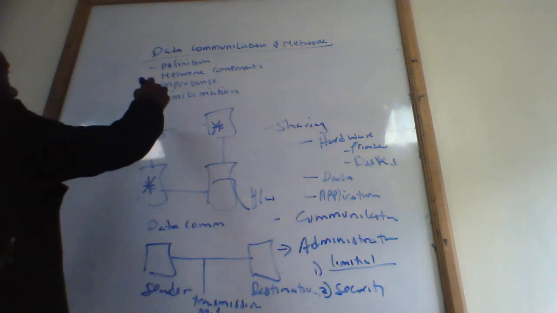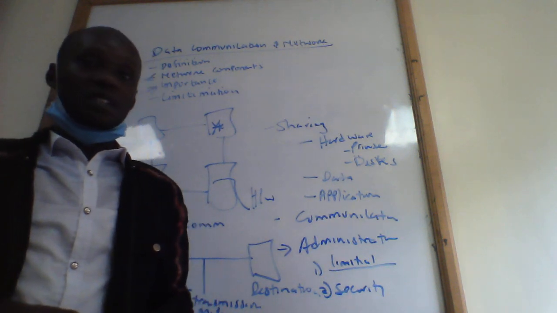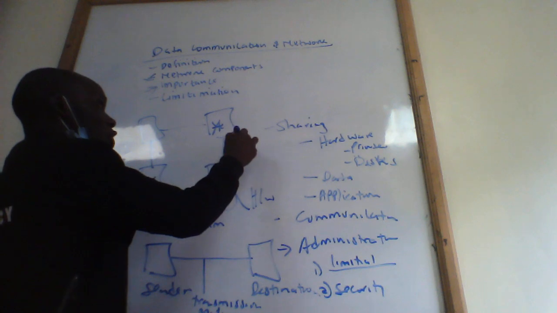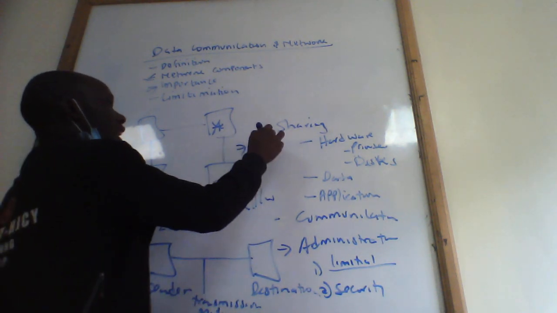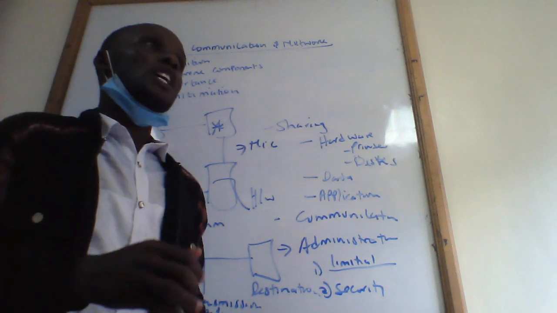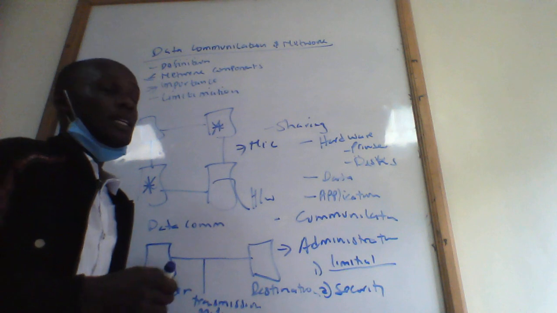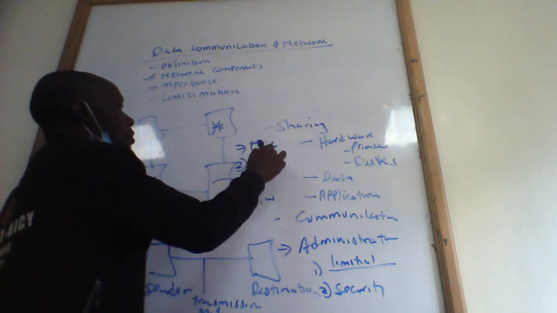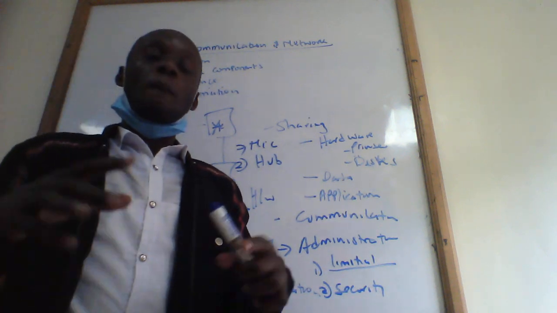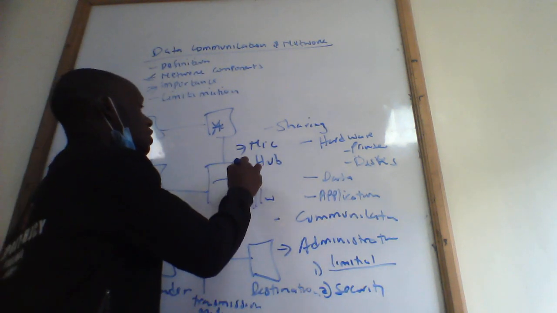Then lastly we can look at the network components. For you to set up a network, there are different devices that you need, which we are going to cover in our next chapter, so I'm just going to mention the devices. One is what we call a NIC, a network interface card, that provides the physical interconnection of a channel and a network. Number two is what we call a hub. A hub is a device used to interconnect computers on a ring topology.